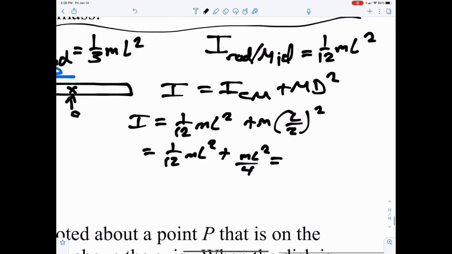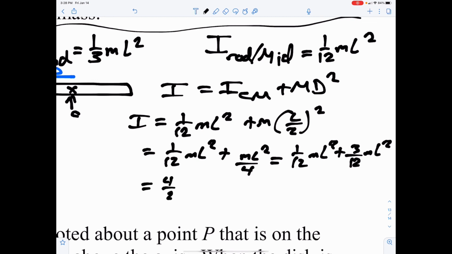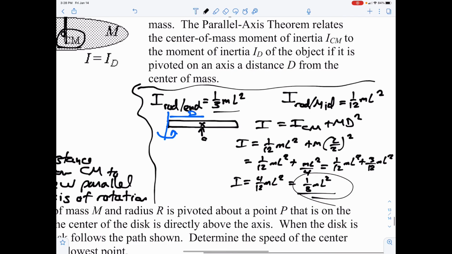Let's get a common denominator going on here. This would be 1/12 ml squared plus, multiply both sides by 3, 3/12 ml squared. Well, 1/12 plus 3/12 is 4/12 ml squared, which is 1/3 ml squared. So we get that value right there.